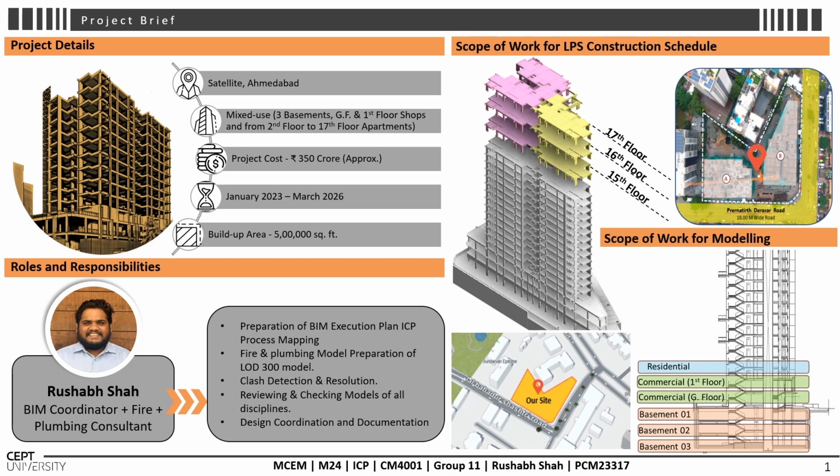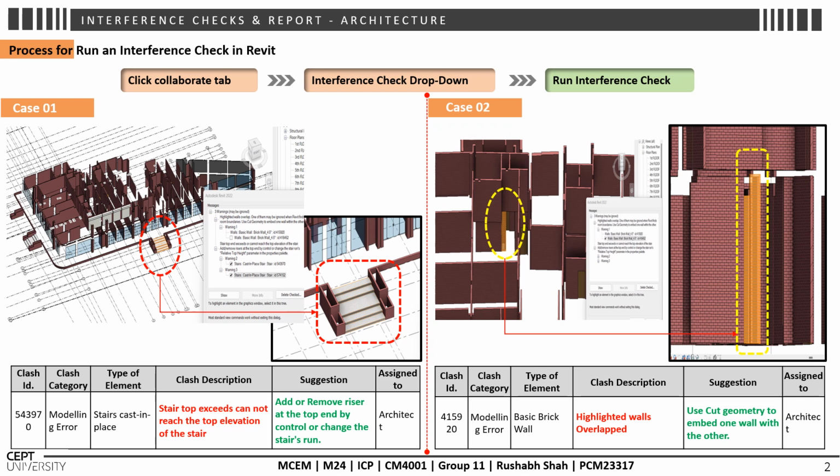Within our studio, roles are allocated among my three group members, and I serve as BIM coordinator and fire and plumbing consultant, with specific roles and responsibilities outlined as shown in the slide. As a BIM coordinator, after the LOD 300 model is prepared in Revit by the different consultants, I conduct an interference check and its process is shown in the slide.